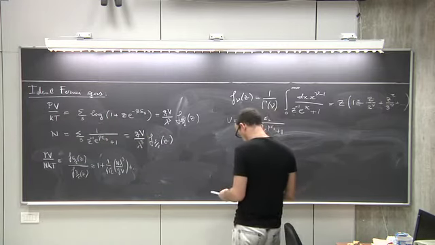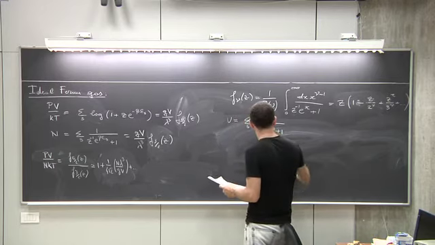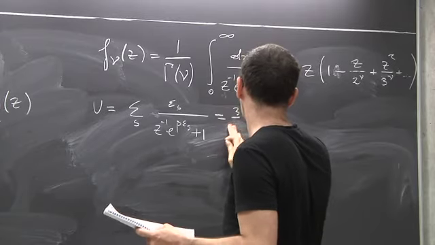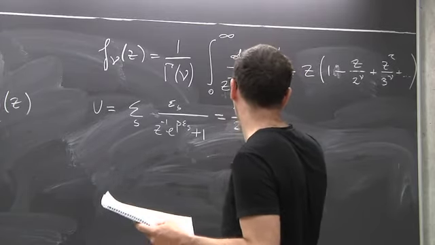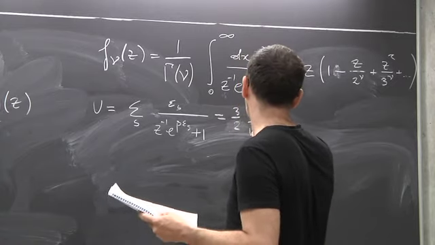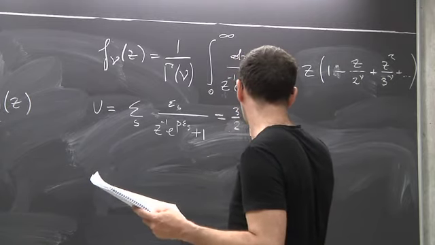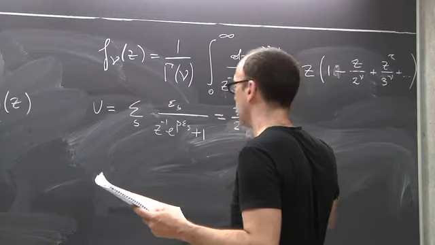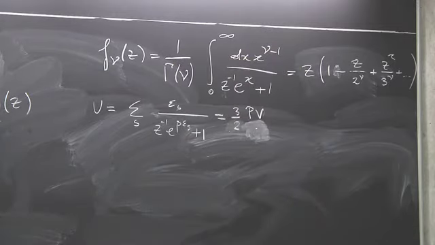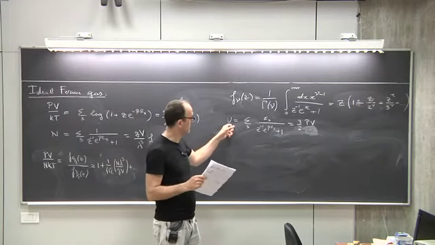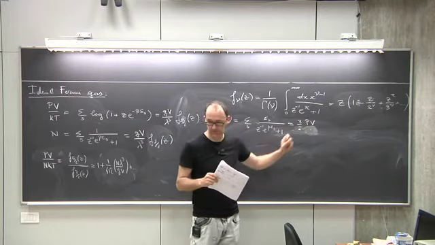So the energy of the gas is 3/2 of PV over kT. So there is a factor 3/2 and a factor kT. So if you do this calculation, you recover again the relation that U is equal to 3/2 PV. Okay.